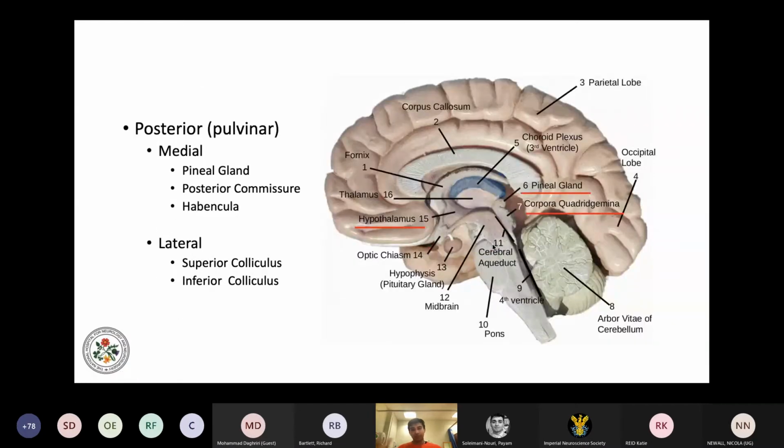Now we've covered anterior. Now let's cover posterior. This is a slice through the brain, slicing it in half from the front to back, a sagittal section.